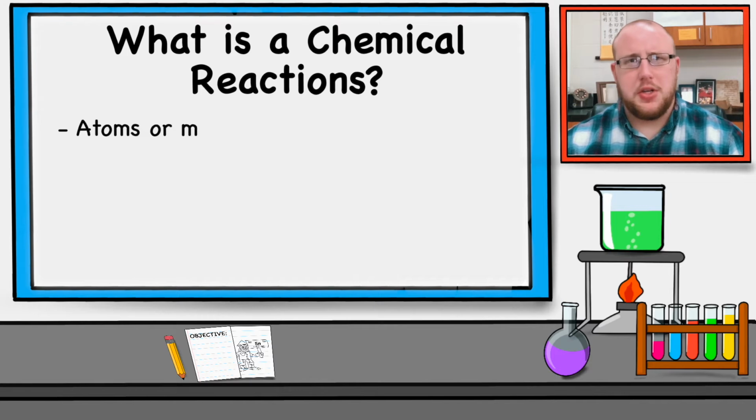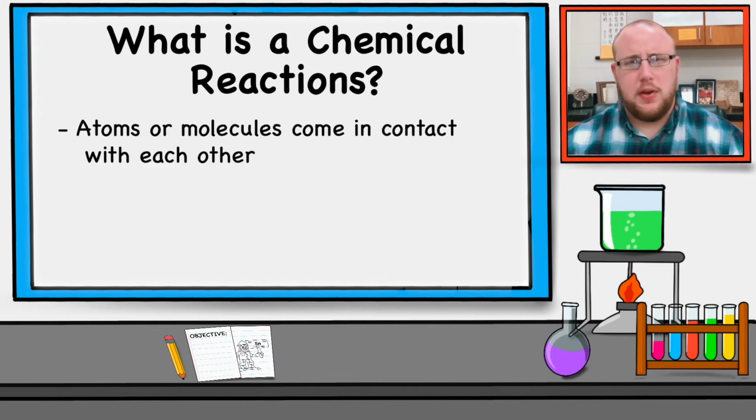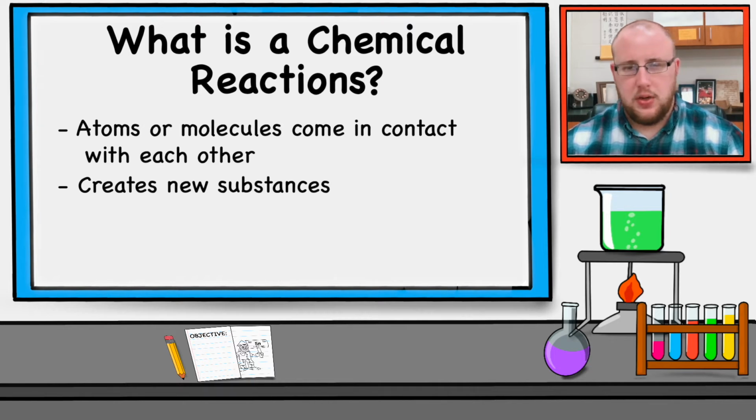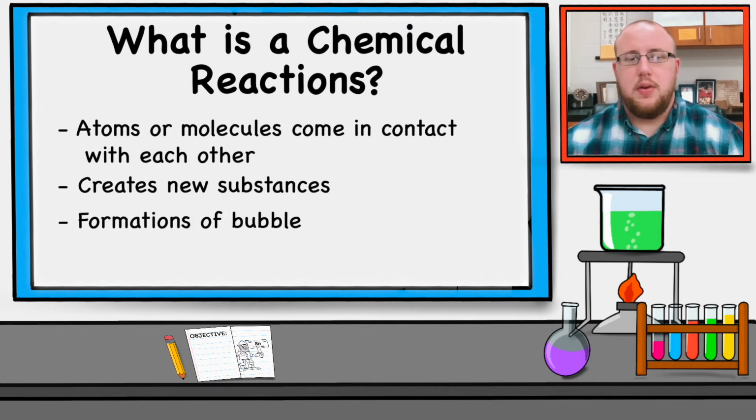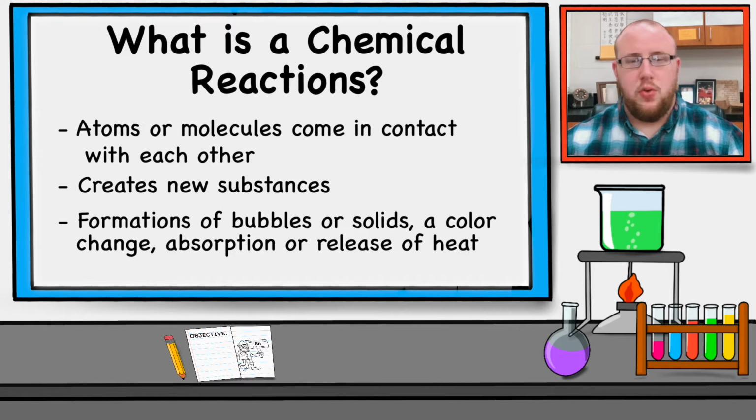A chemical reaction occurs when atoms or molecules come in contact with each other. These interactions can create new substances and exhibit visible changes. Some evidences that a chemical reaction occurred include the formation of bubbles or solids, a color change, and even the absorption or release of heat. So it either gets really hot or it cools down.